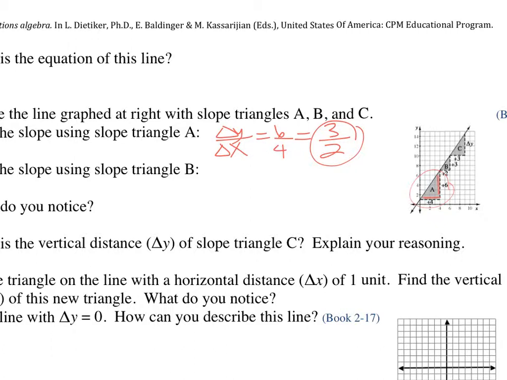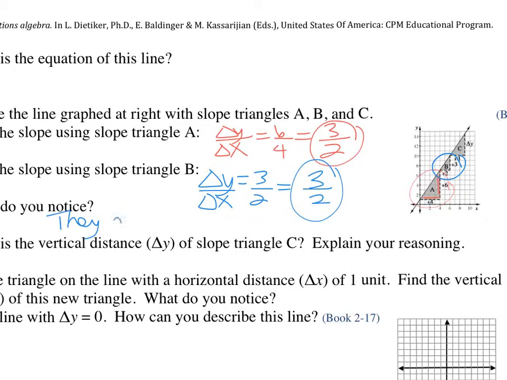Next, we're going to find the slope of triangle B. So we are increasing the y value by 3. So change in y is 3. The change in x is 2, so that's going to be 3 over 2. That's going to be the same slope. So what do we notice? They are equal.